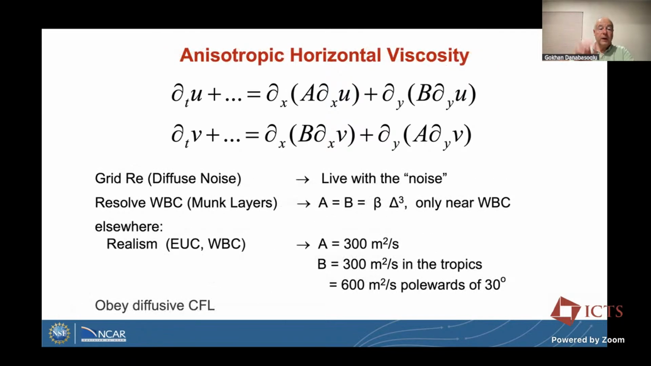And so what we did is we are saying that we are not going to obey the diffusive grid Reynolds number, live with noise. We are going to resolve the Munk layers only near the western boundary current regions. And elsewhere, for realism of the undercurrents and western boundary currents, we are going to reduce the viscosity as much as possible within reason. And we need to monitor the noise structure, two grid point noise structures, to see whether we can live with these small numbers. And we always obey the diffusive CFL number. Otherwise, the code blows up if we don't do that.